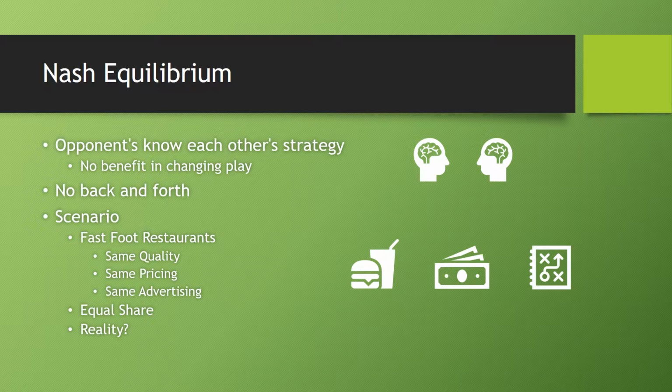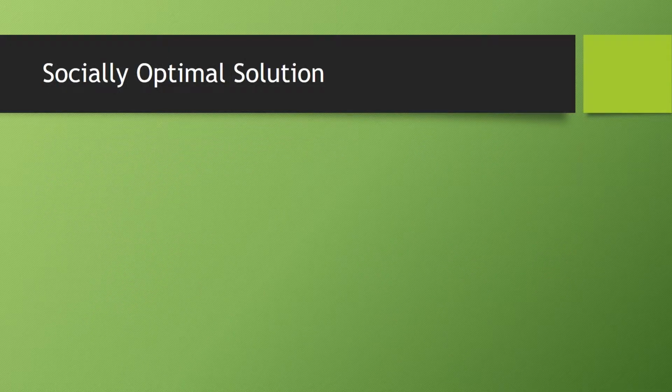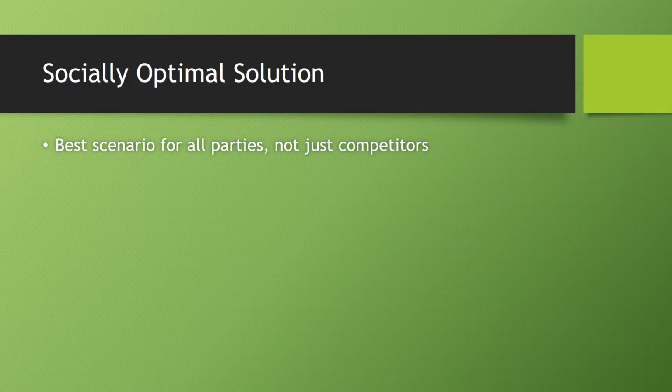That's where socially optimal solutions come into play. In business, a socially optimal solution is not only the best scenario for the competitors, but it also proves to be the best scenario for their customers as well. Whereas the Nash equilibrium dictates that neither side can change their strategy without a detrimental effect to their own business, socially optimal solutions actually give competitors that flexibility.